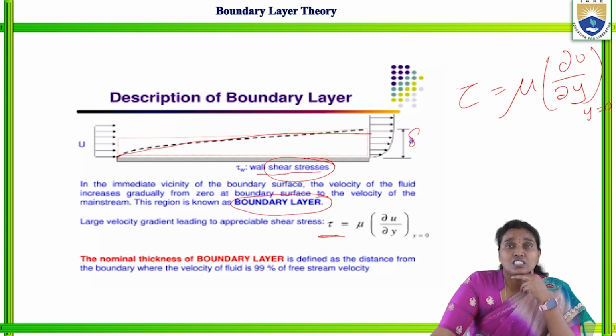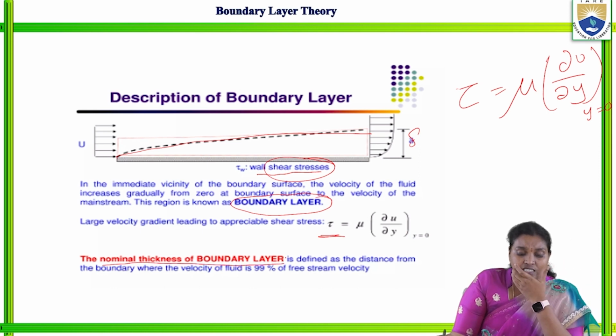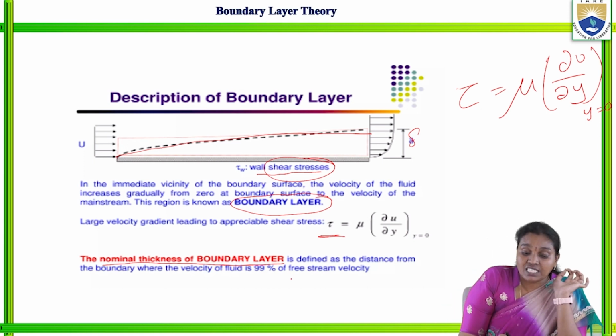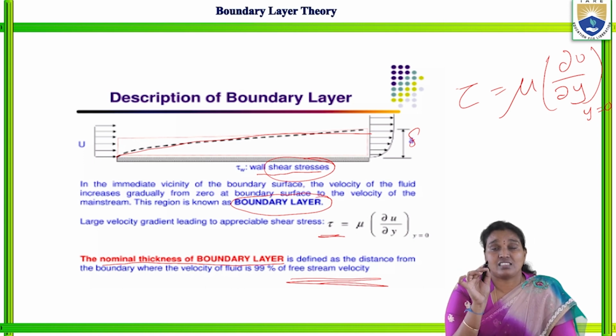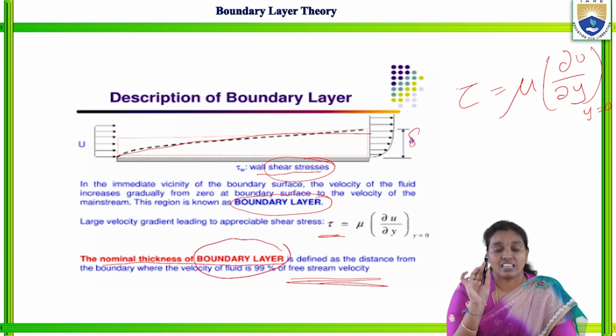The nominal thickness of the boundary layer is defined as the distance from the boundary where the velocity of the fluid is 99% of the free stream velocity. This is the definition of the nominal thickness of the boundary layer.